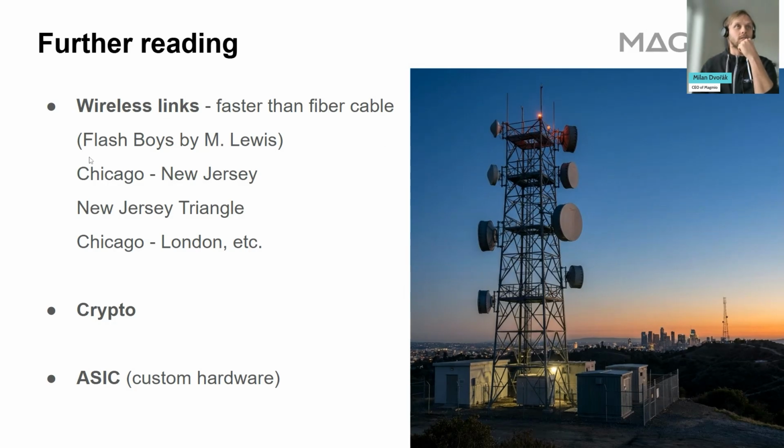It was covered in a popular book, Flash Boys by Michael Lewis. If you haven't read it, it's not that educational, but I think it's a fun book, giving some insight into this kind of thing. Some important wireless links are between Chicago and New Jersey. So the CME exchange and the stock exchanges located in New Jersey, or the New Jersey Triangle. The different stock exchanges are co-located near New Jersey, or even transcontinental, like Chicago and London.